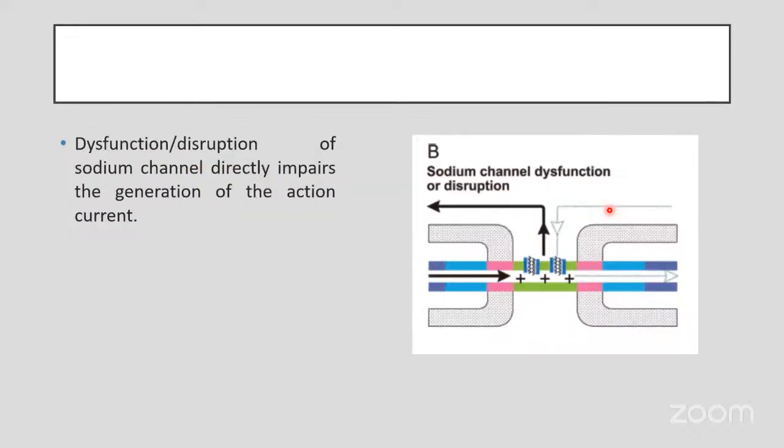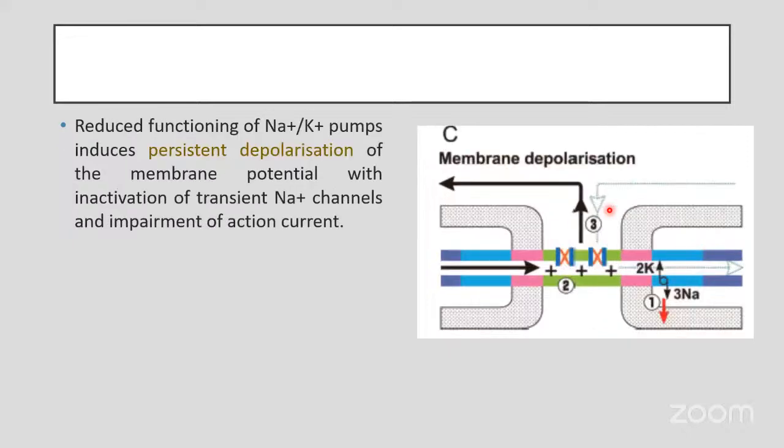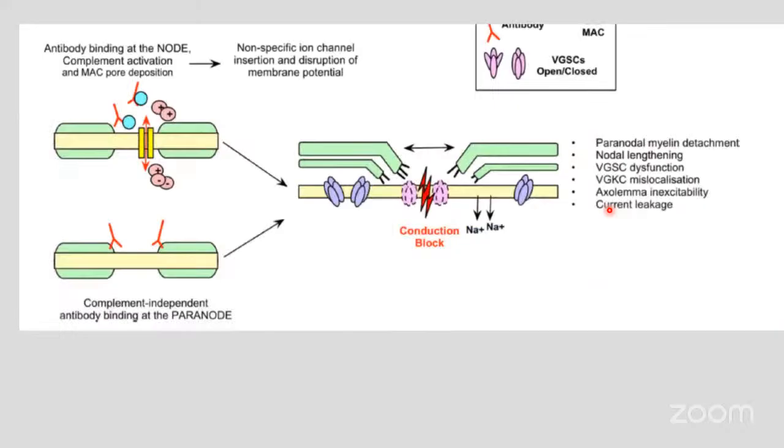The main pathophysiology is disruption or dysfunction of the sodium channels, which results in impairment of the generation of action potential current. Antibodies which bind at the node cause complement activation and membrane attack complex deposition. This results in a non-specific ion channel insertion and disruption of the membrane potential, which may result in a conduction block.